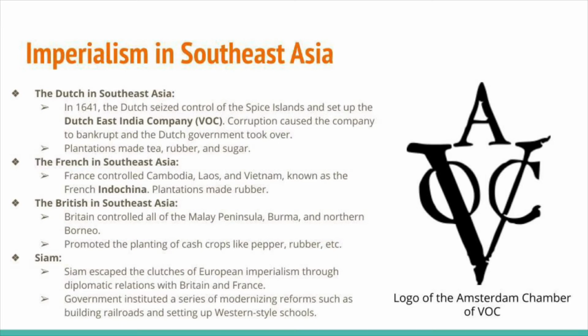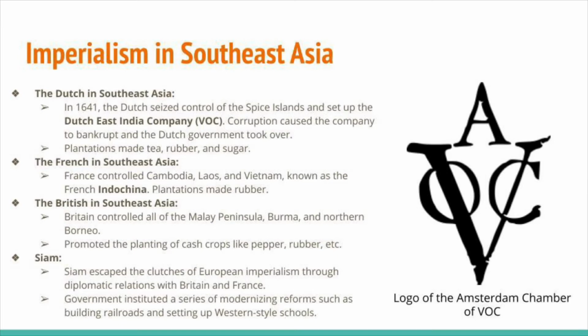France controlled Cambodia, Laos, and Vietnam, which were collectively known as French Indochina. The plantations produced rubber. Britain controlled all of the Malay Peninsula, Burma, and northern Borneo. The British promoted the planting of cash crops like pepper and rubber.